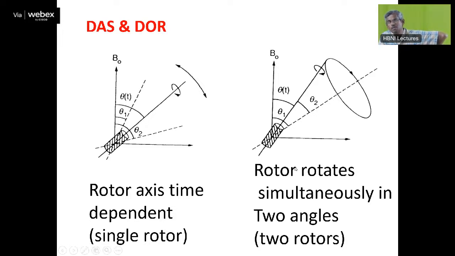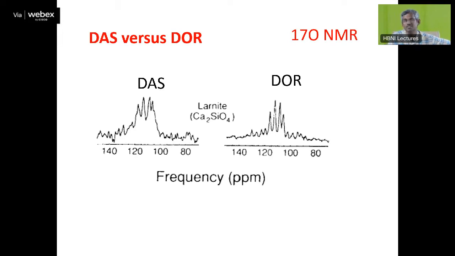Another way, which is much more complicated, is called double rotation, with 2 rotors. If you take one small rotor and put it in a big rotor, and you rotate at different angles, so here 2 rotors are required. That is called double rotation because you use 2 sample containers. This is called dynamic angle spinning, called DAS. DAS means you keep on changing the rotation angle, the axis of rotation. So once you do that, you can get a well-resolved signal.